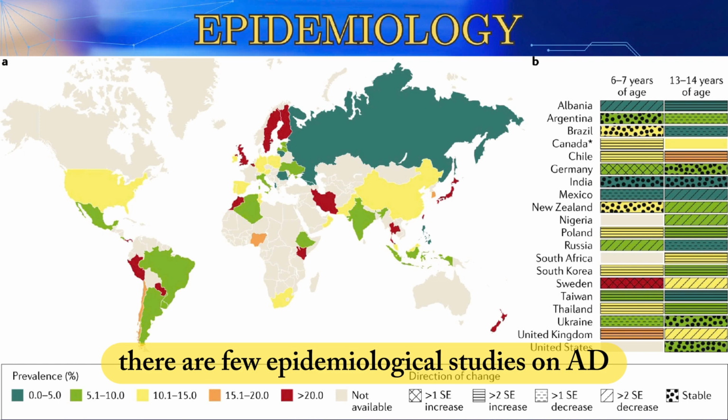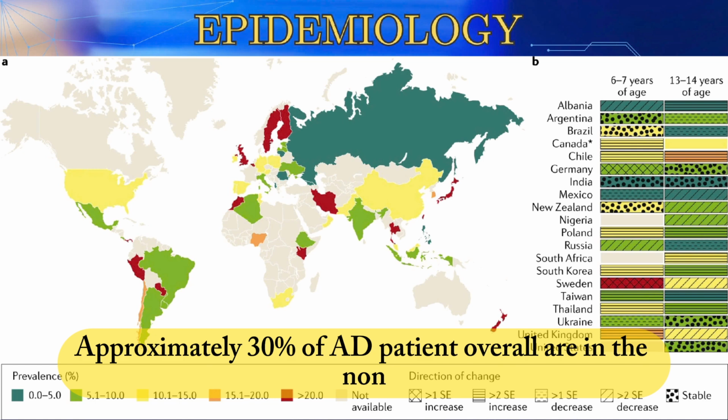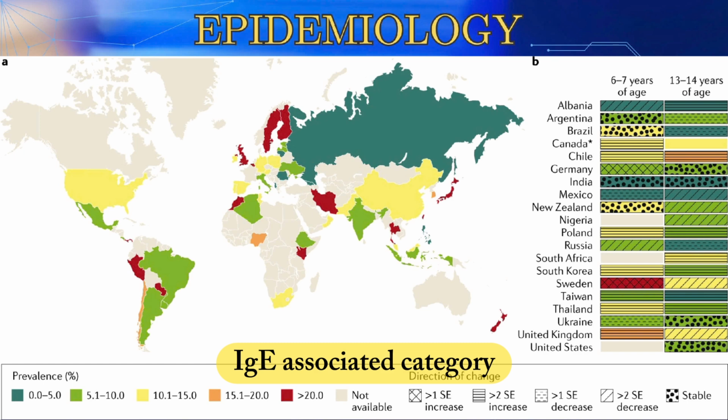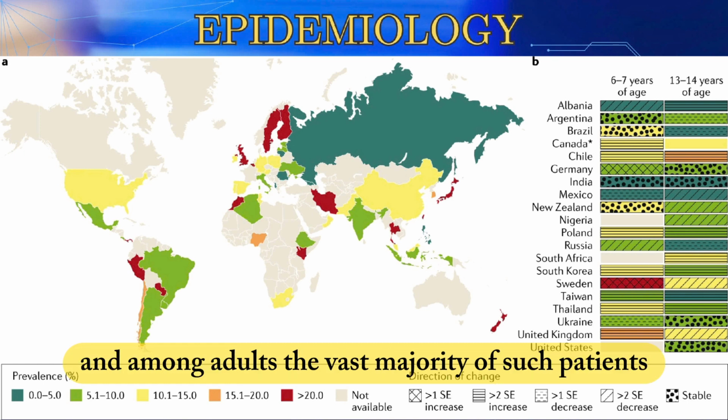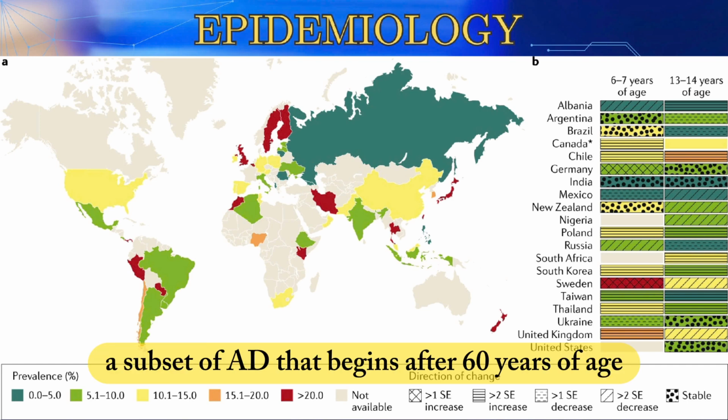There are few epidemiological studies on AD with an onset in adulthood. Approximately 30% of AD patients overall are in the non-IgE-associated category, and among adults, the vast majority of such patients are women. AD in the elderly is a subset of AD that begins after 60 years of age.